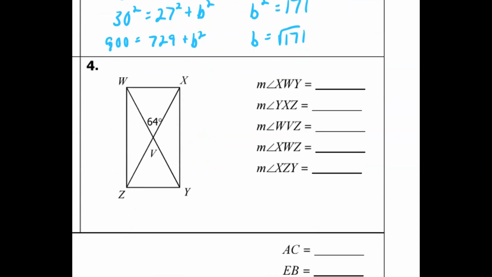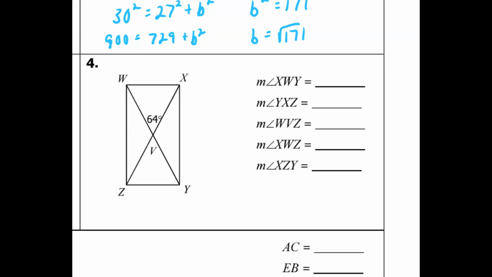In this example, we're only given one angle. So the question is, is one angle in a rectangle enough to be able to find the remaining angles? And the answer is always. Always. If you have one angle of a rectangle, you have enough information to find all the angles. Okay, so let's go ahead and do this middle part first.